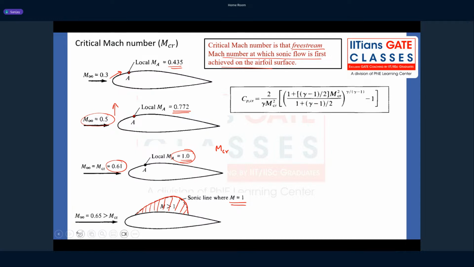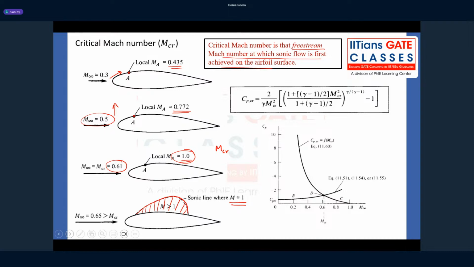So what we do is we write the expression for CP. You write the pressure distribution over the aerofoil when your aerofoil is at critical Mach number. You can derive this easily from the definition of CP. Okay, and you try to plot this. When you plot it, you will see this curve, right? The curve that I have highlighted just now.